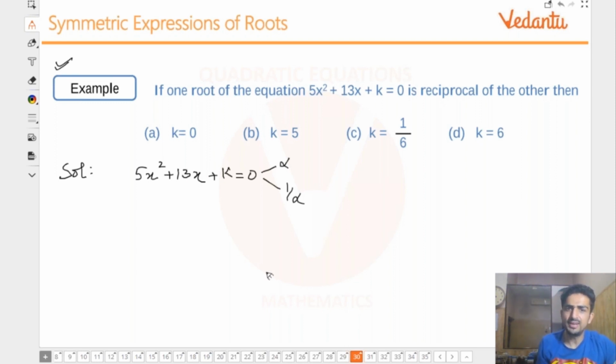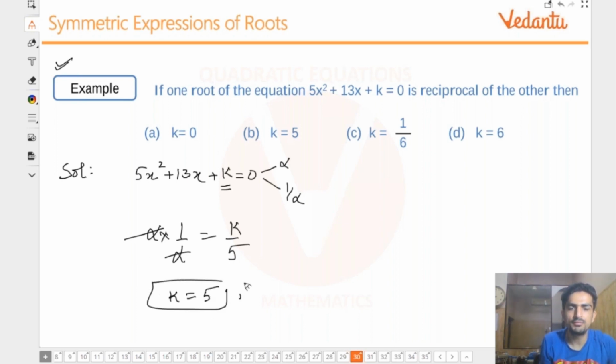Yes, so it is a very easy question. We need to find k. The roots are of the form alpha and 1 by alpha. One root is the reciprocal of the other. We'll consider the product of roots. We know it is c by a. c is k, a is 5. From here, alpha gets cancelled and k comes out to be 5. Finished. So the product of roots is c by a, which involved k, and from there I found k. Nothing more than that.